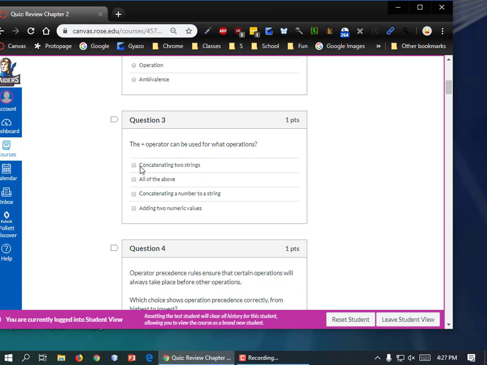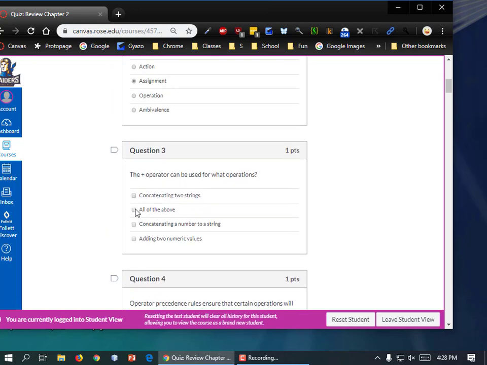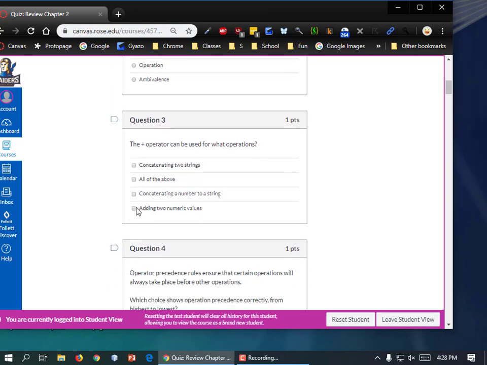The plus operator can be used for what? Ooh, I love it when all of the above isn't the bottom choice. Yeah, it's the top choice for me. Does it add 2 numeric values? It sure does. Okay, I wish I hadn't even had y'all start this because I'm going to have to go in and modify this. But yes, it does add 2 numeric values.